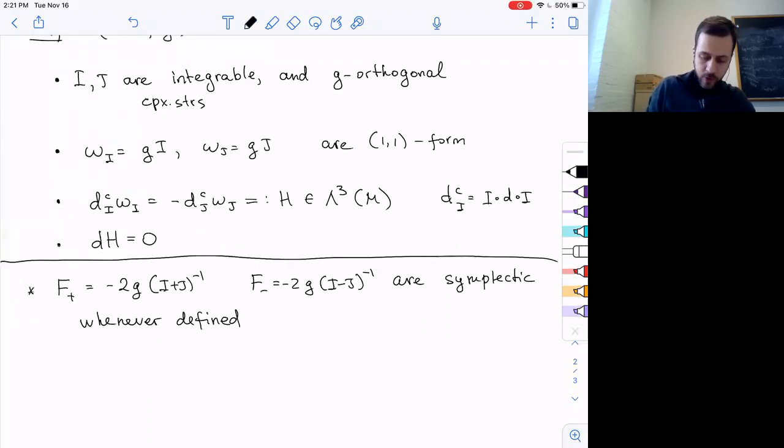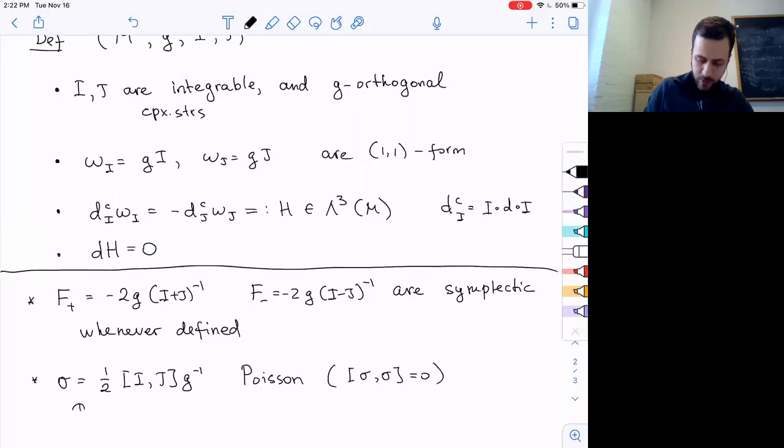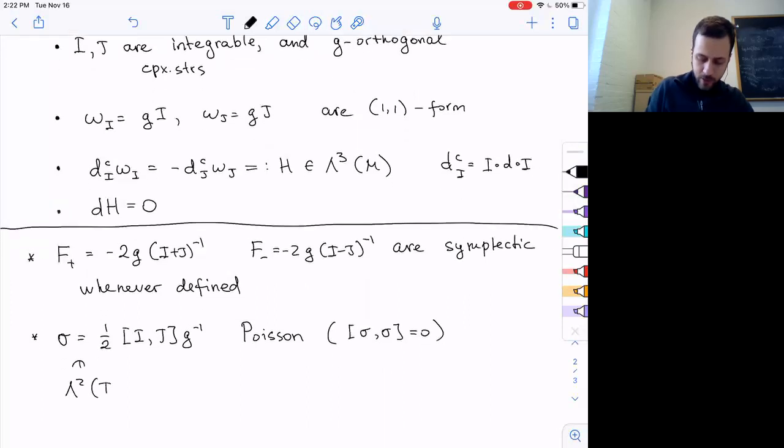And another piece of data which we will need is a Poisson tensor, which I define like this, sigma equals G inverse. Again, it's a consequence of the defining equations of the generalized Kähler structure that this is necessarily a Poisson tensor, which means that if you take the Schouten bracket of this with itself, you get 0. And sigma is an element of the exterior power of the tangent bundle. It is a section.